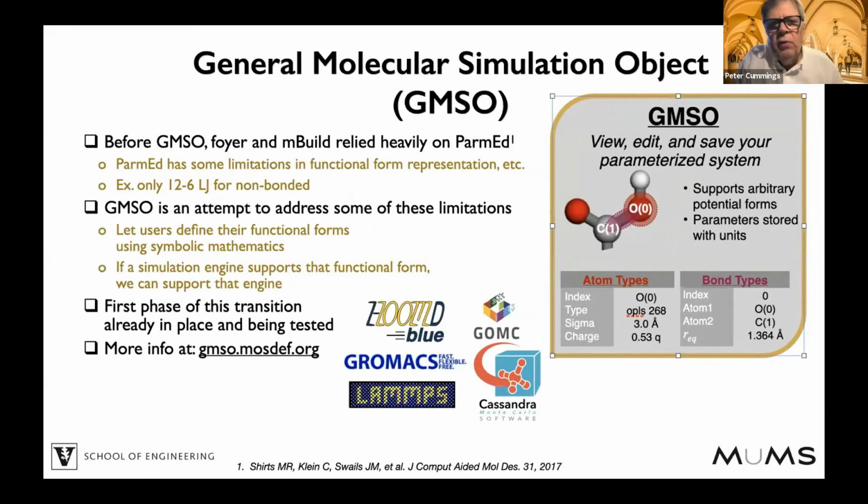So more recently, one of the things that we've been developing as part of MoSDeF is something called the General Molecular Simulation Object, GMSO. We have in the past relied a lot on ParmEd, but ParmEd has a lot of limitations. In particular, it only allows 12-6 Lennard-Jones for non-bonded interactions between atoms in a system. So that's not useful if you want to use exponential-6, for example. So GMSO addresses these limitations.